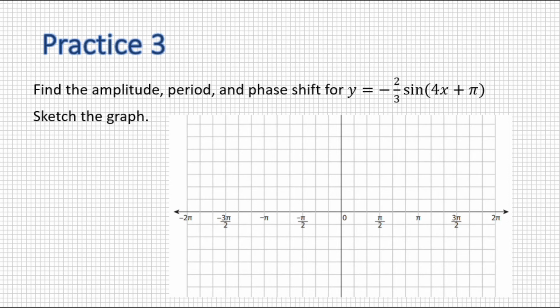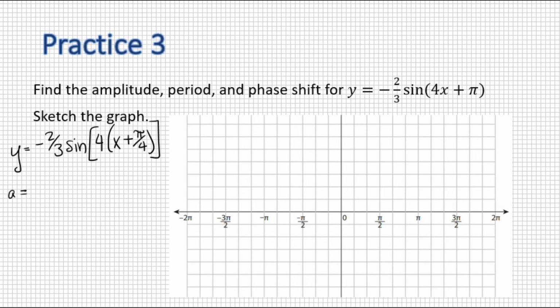So looking at this graph, we're going to clean it up before we go any further. We start with y equals negative 2/3 sine 4, and we factor out the 4. It leaves x plus pi over 4. So our phase shift wasn't 180 degrees or pi. It's actually 45 degrees or pi over 4. All right, now we can proceed.